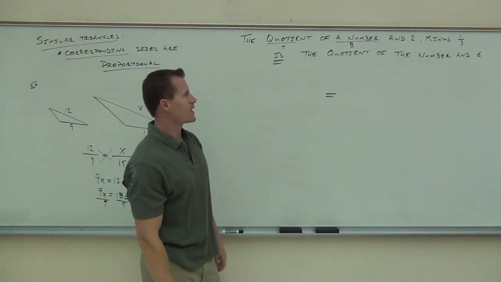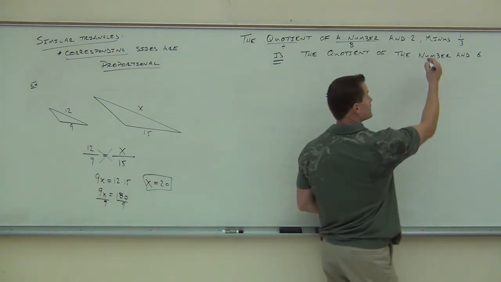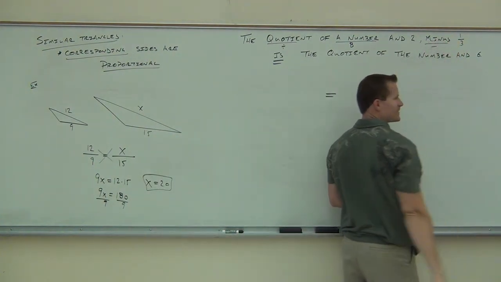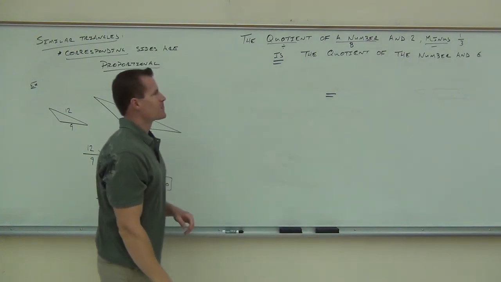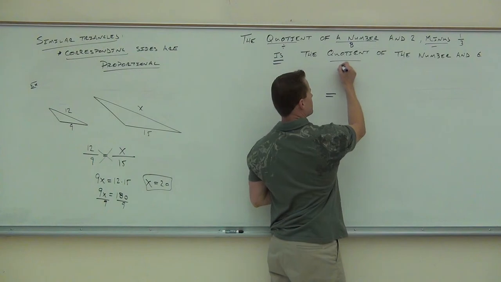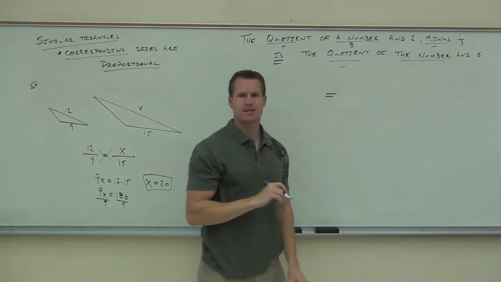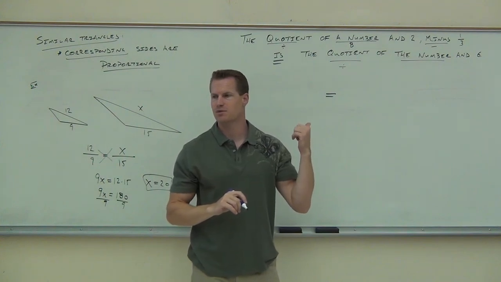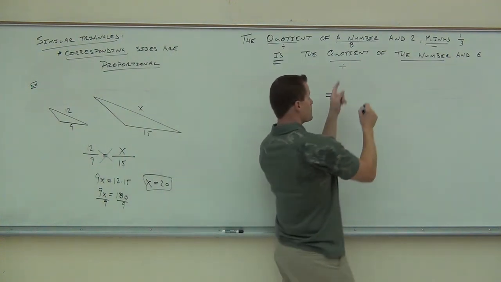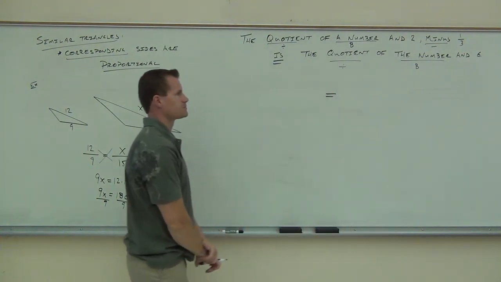The quotient of a number and 2, well, 2 is kind of obvious. What's another? Minus. Minus means minus. 1/3 is. We already had the is. That's our equals. Quotient, we already had that one. That's division. How about the number? Is it different from the one you picked, or the same? Same. So if I pick B here, this has to be B, the quotient of the number in 6.